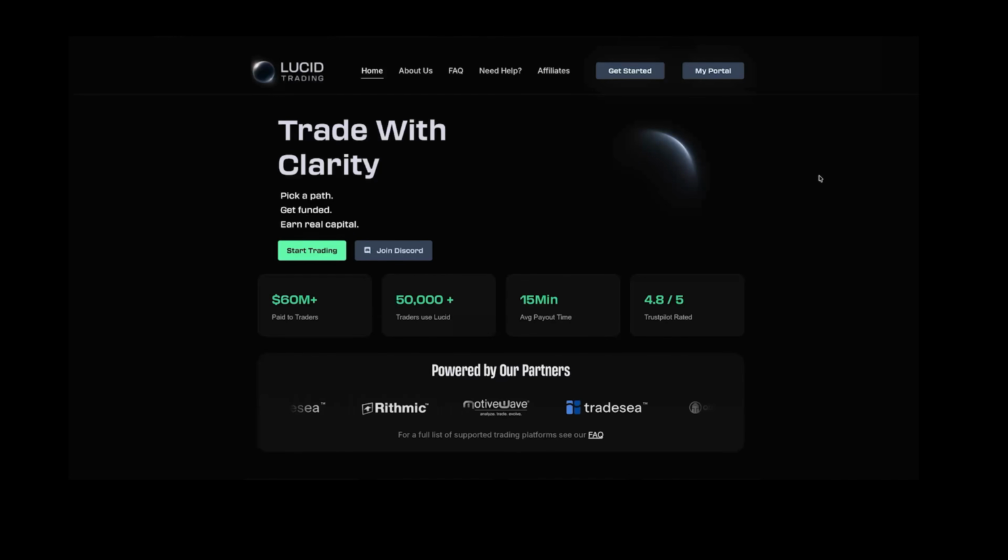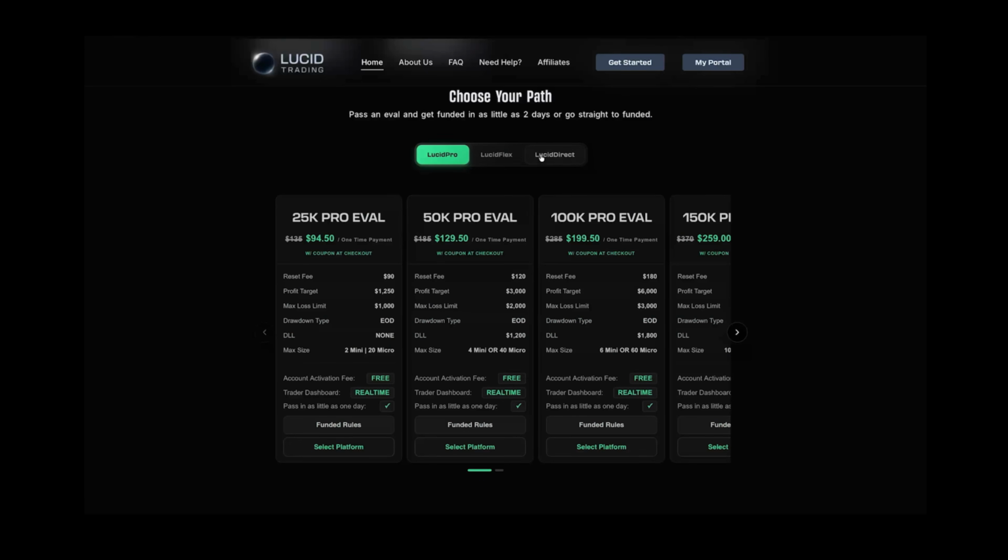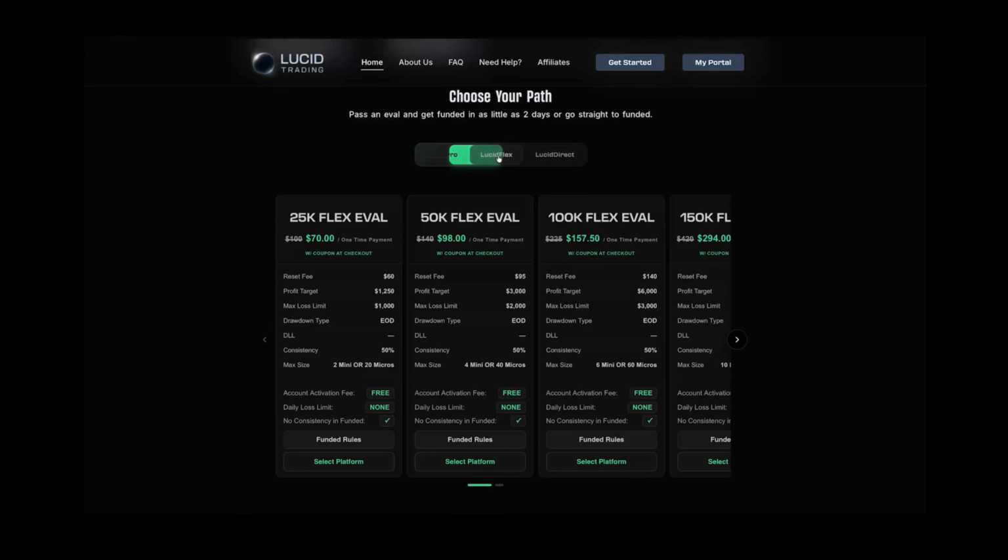So today we are going to look at how to pass the Lucid trading accounts: the tips, tricks, and what's the best strategy to pass this account pretty quickly and easily. First things first, we need to choose an account. I prefer the Lucid Flex, the 50K account.